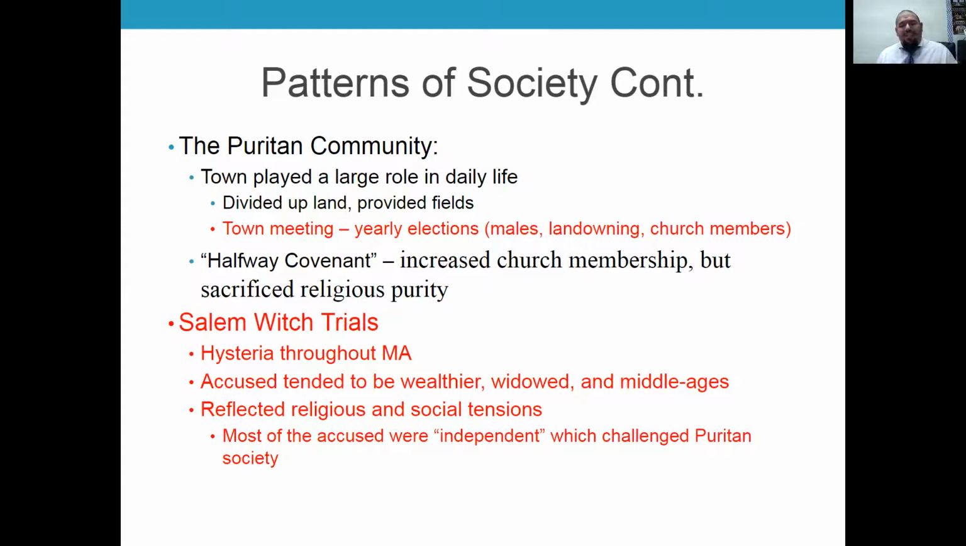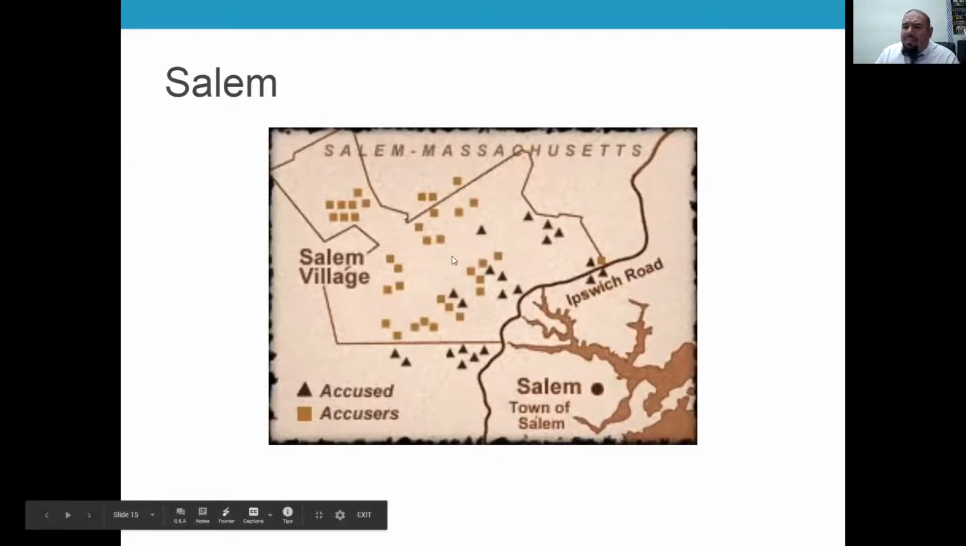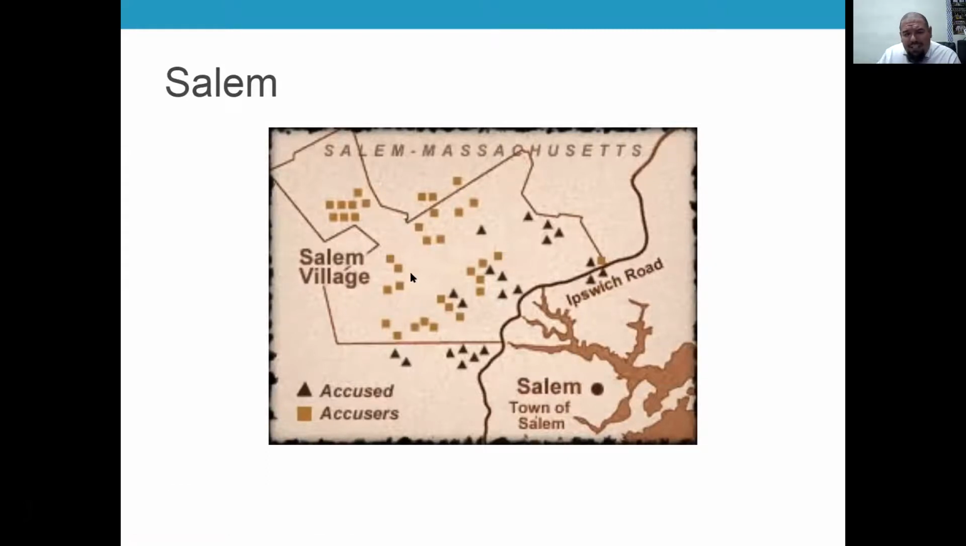And this is going to reflect religious and social tensions throughout the time. And most of the accused were independent who challenged the Puritan society. So you'll see this town. This is the people who were accused and their accusers. Remember that east-west difference from the last chapter? Well, here you have East and West Salem Village, and the Westerners have problems with the Easterners. And again, it's going to lead to people thinking that they're witches and they can conjure up spirits and all that, just because they have money.